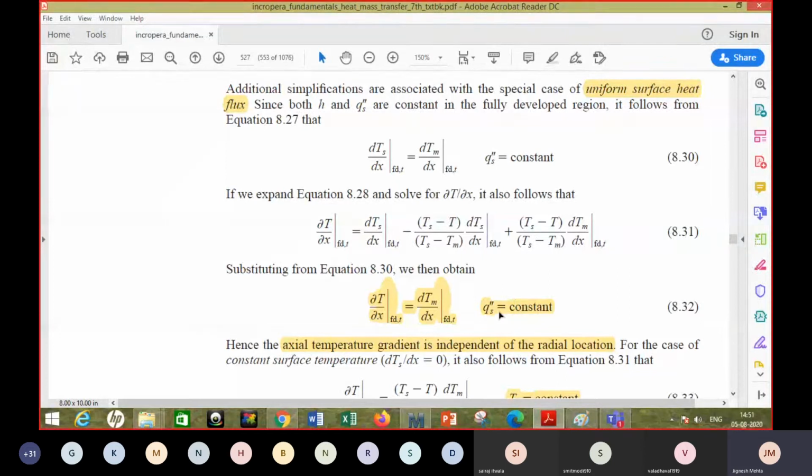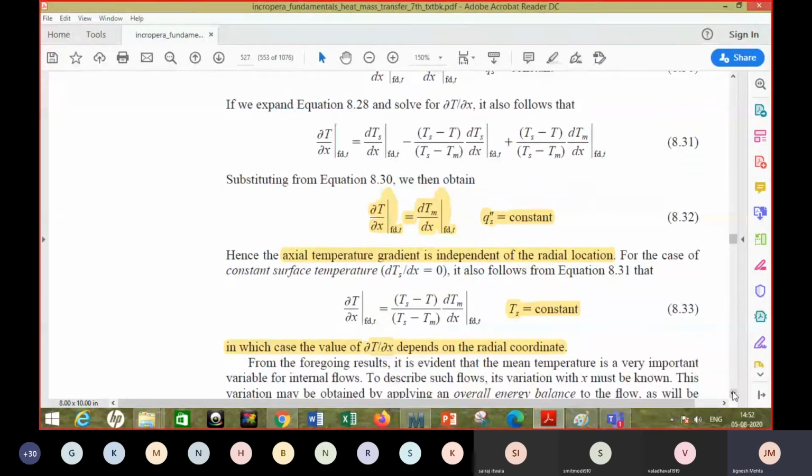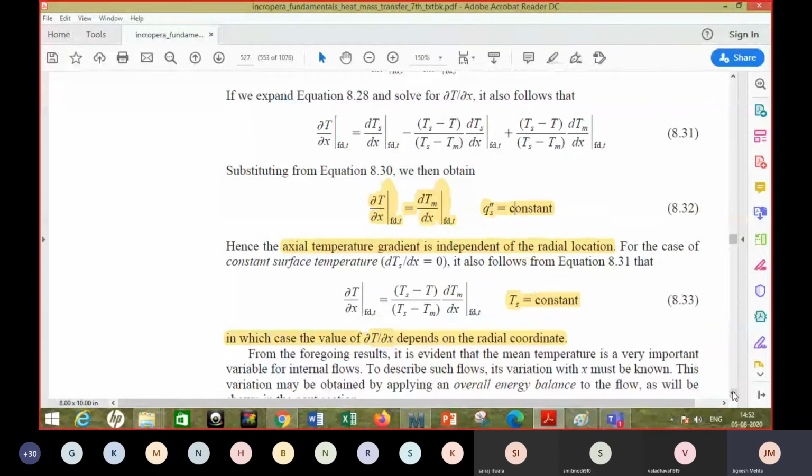Now this is the case when the heat flux is constant. So what does it mean? The axial temperature gradient, this dT by dx, is independent of radial location. Okay, it is independent of radial location because this dTm by dx does not depend upon radius, it depends upon the x value only. So this is one conclusion that you can derive for thermally fully developed flow when the heat flux is constant.